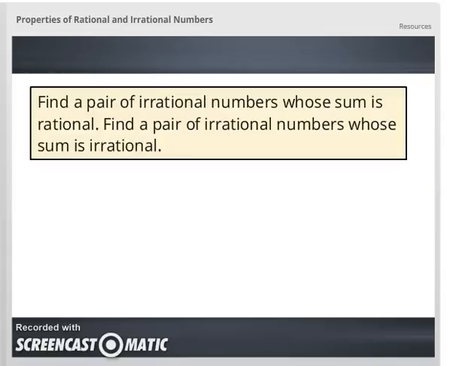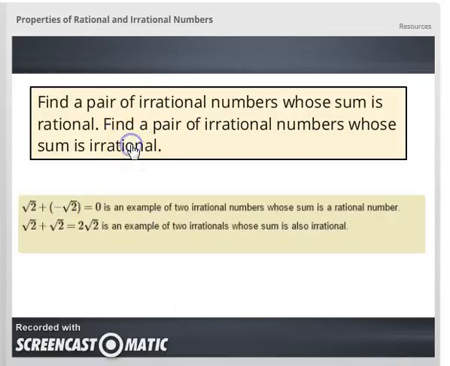Now let's find a pair of irrational numbers whose sum is rational, and find a pair of irrational numbers whose sum is irrational. The square root of 2 plus negative square root of 2 is 0. Here's two irrational numbers whose sum is rational. The square root of 2 plus the square root of 2 is 2 times the square root of 2. This is an example of two irrational numbers whose sum is irrational.